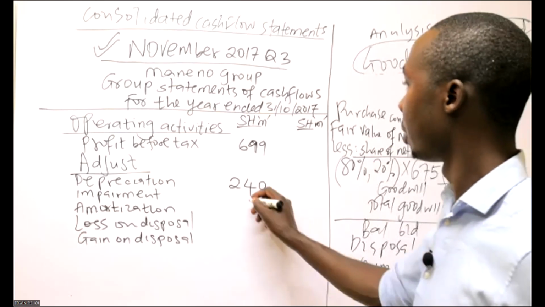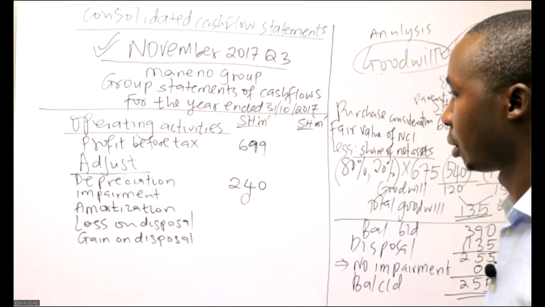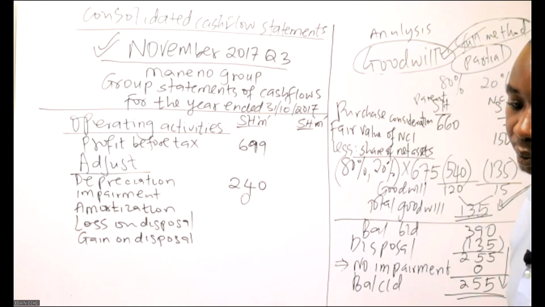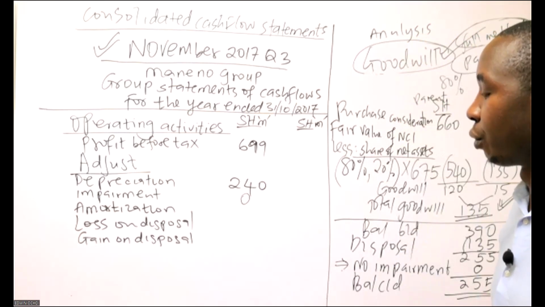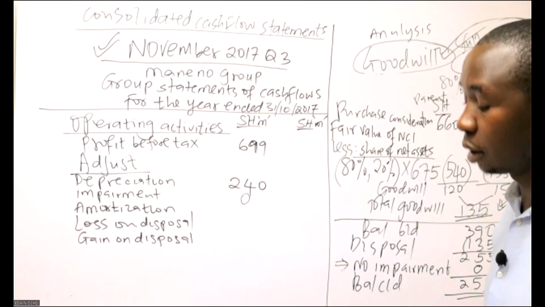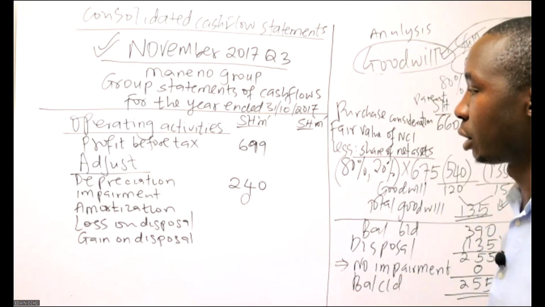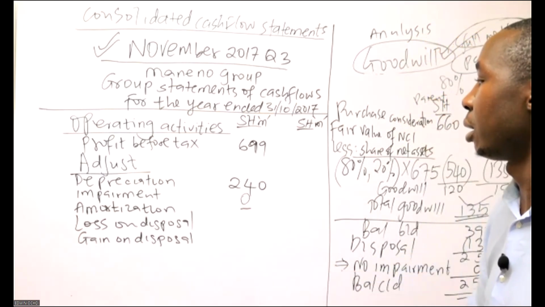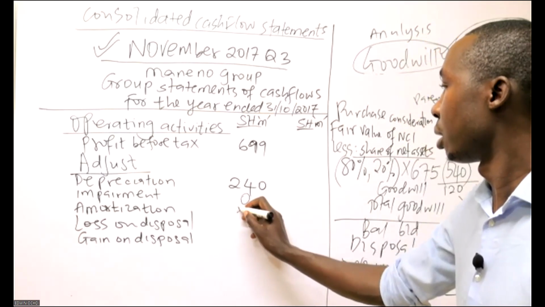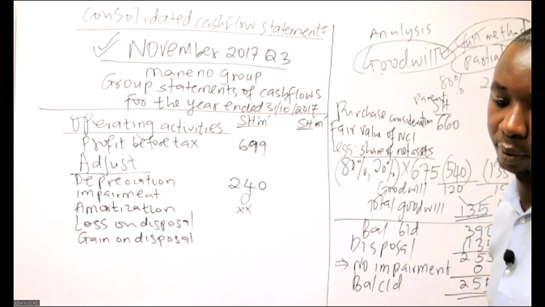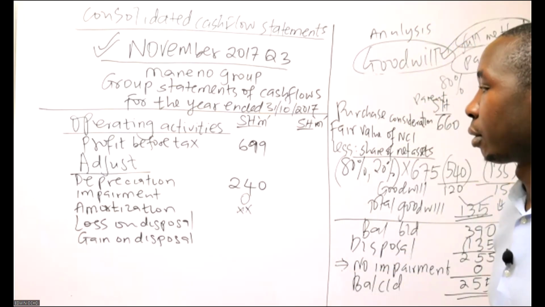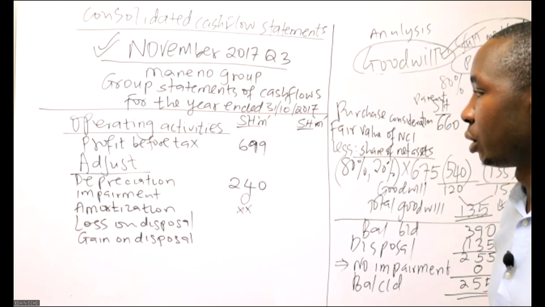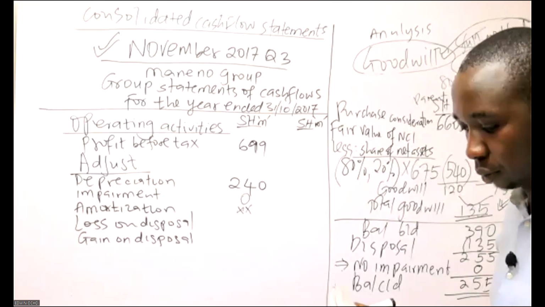So there's no impairment. That is how you check for impairment. If amortization, other intangible assets are the ones which are amortized and we don't have them. We don't have any other intangible assets here, and just say XX. Then loss on disposal or gain on disposal.